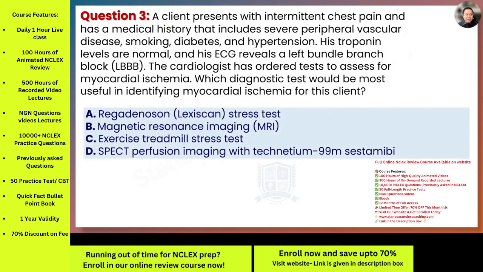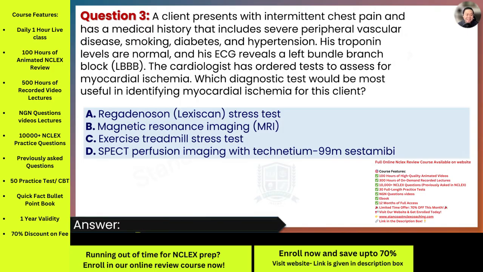Options: A. Regadenoson (Lexiscan) stress test. B. Magnetic resonance imaging. C. Exercise treadmill stress test. D. SPECT perfusion imaging with technetium-99m. The answer here is letter D.